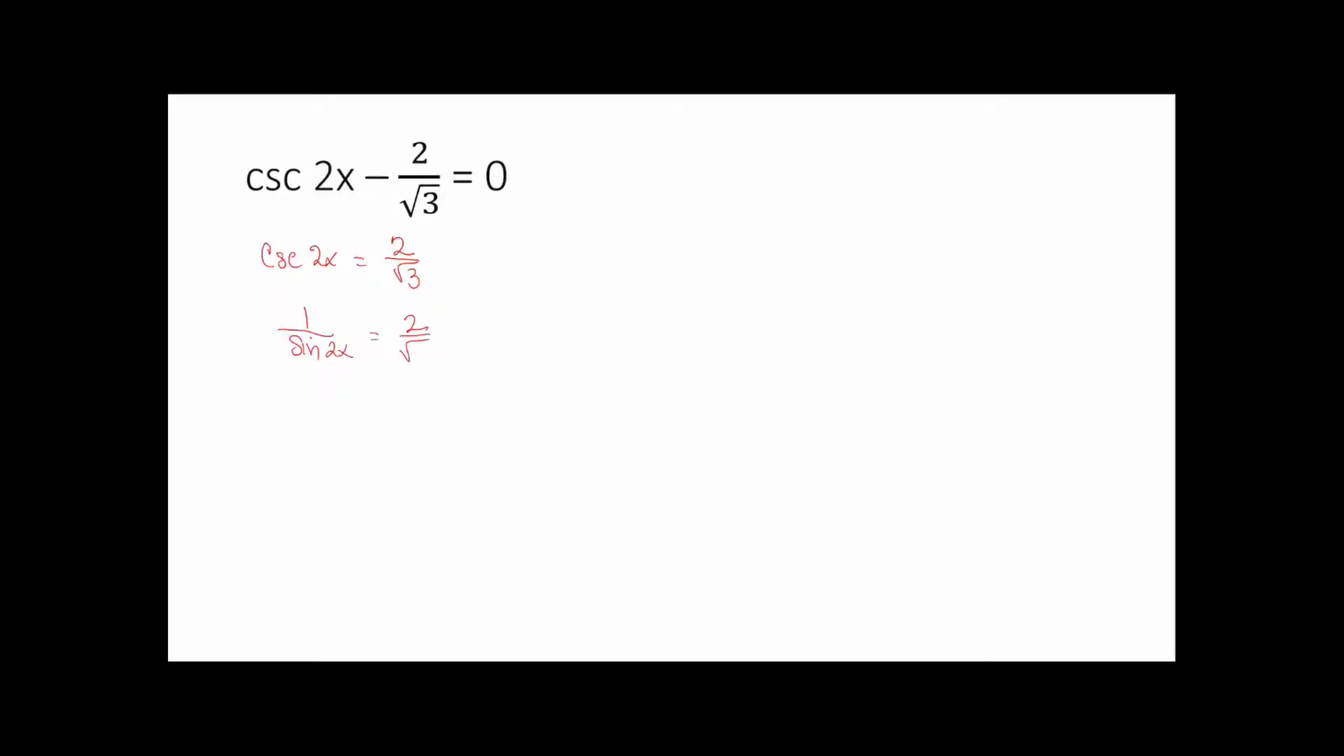And if we want to get the sine into the numerator, it is as if we are inverting both sides, both fractions. So the sine of 2x is equal to the square root of 3 over 2. So if the sine of 2x is equal to the square root of 3 over 2, we need to get to that 2x, and we have a sine in the way. The inverse of sine is the inverse sine.